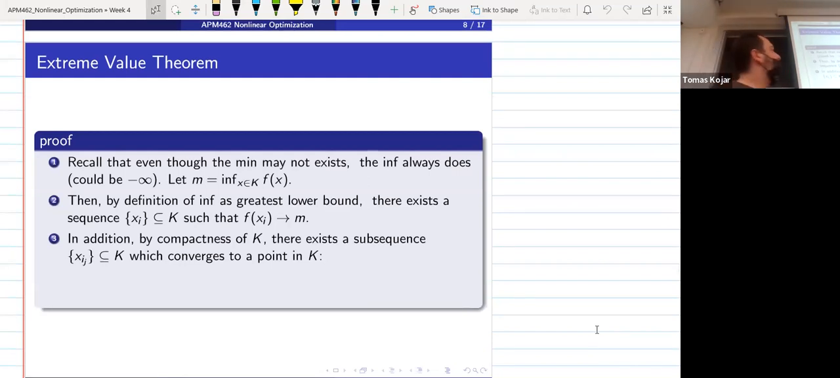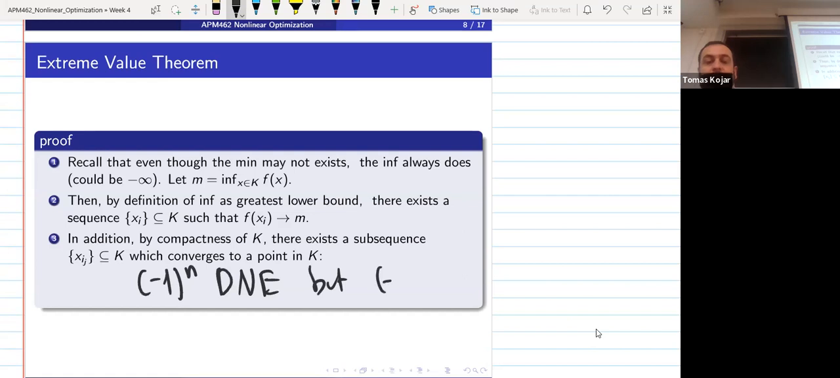Right. Now, we talked about a definition of compactness that some of you said you've never seen before. It says that a set is called compact if for every sequence, you can find a convergent subsequence. So if you remember, I talked about (-1)^n. This does not exist as a limit, but (-1)^n for n even is equal to 1. So it converges.